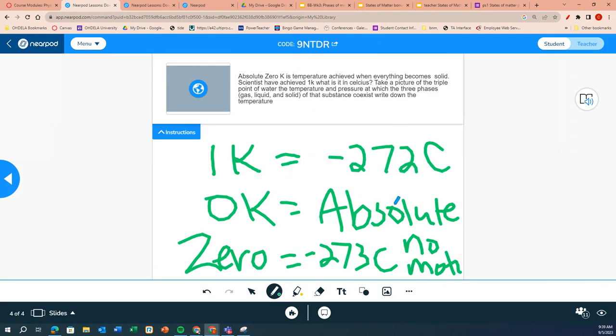1K is where scientists get. This is what we'd say science gets us here. We're able to achieve that in the science lab. Not us, but it's really hard to do. But 0K, absolute zero, we're at no movement at all. Okay. All right. Thanks for getting in there, ladies and gentlemen.